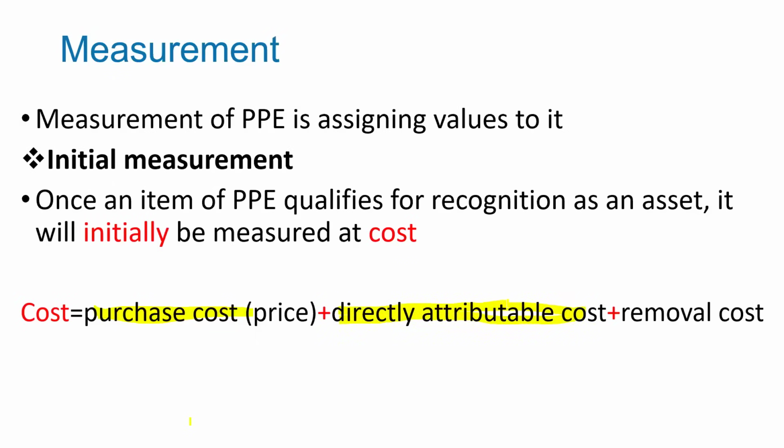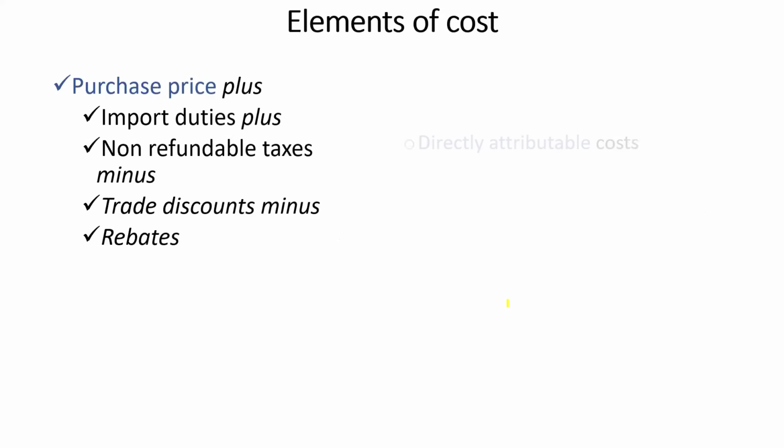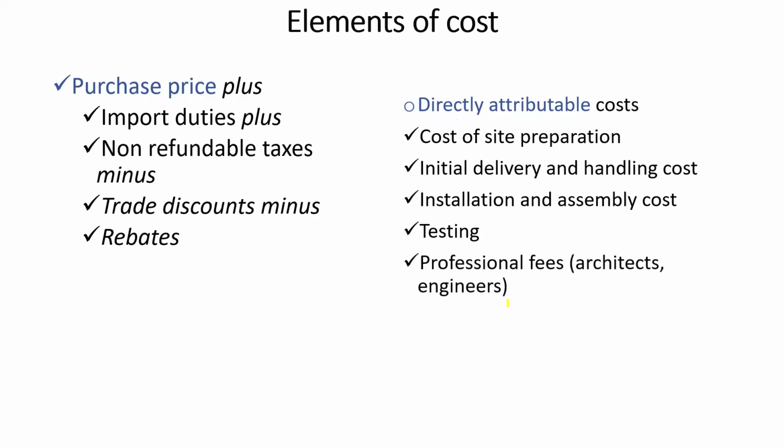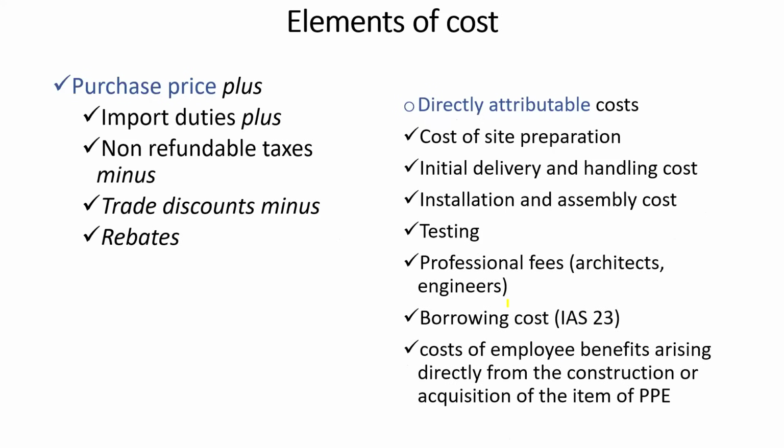Directly attributable costs. When I say directly attributable cost, what do I mean? Here I've given you examples of directly attributable costs. In fact, this is coming from the standard. Cost of site preparation, initial delivery and handling costs, installation and assembly costs, testing, and professional fees such as architects, engineers and lawyers. When these people provide professional service for you, the fee that you pay them should be capitalized as part of the cost of the asset.